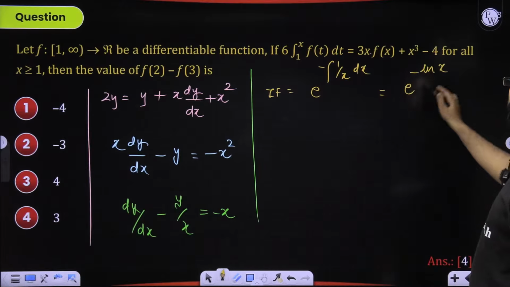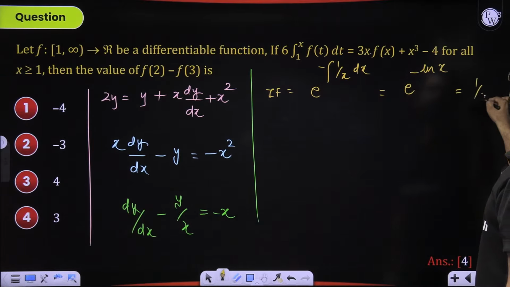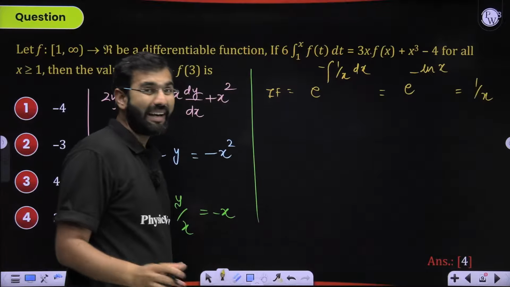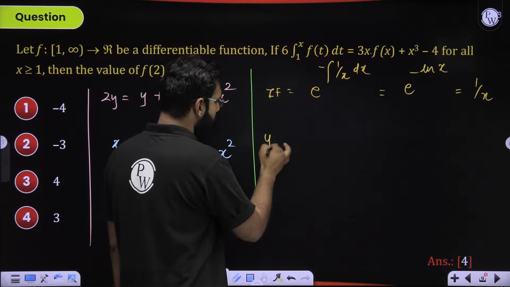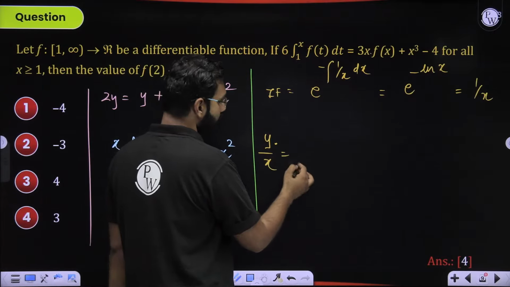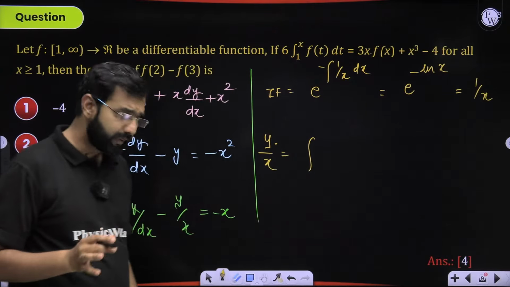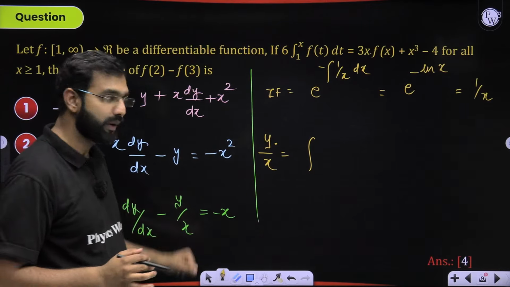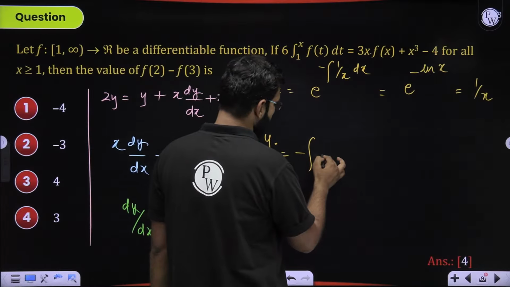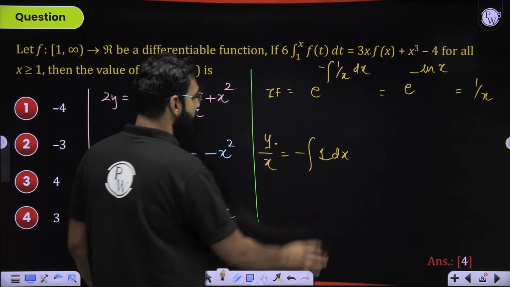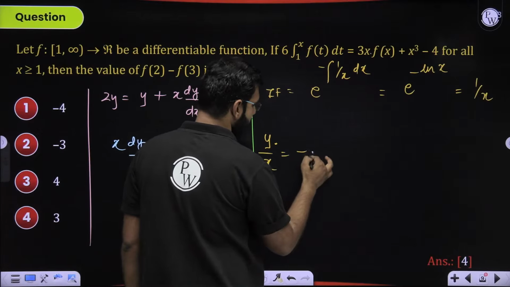x to the power minus 1, ln and e are nullified. So it will be x to the power minus 1, that is 1 by x. So that's your integrating factor. Now, when you write the solution, that is y into integrating factor, that is 1 by x, is equal to integration of q of x into integrating factor, so 1 by x into x, that is minus 1. So minus 1, of course, when integrated gives you x. So this should be minus x plus c.